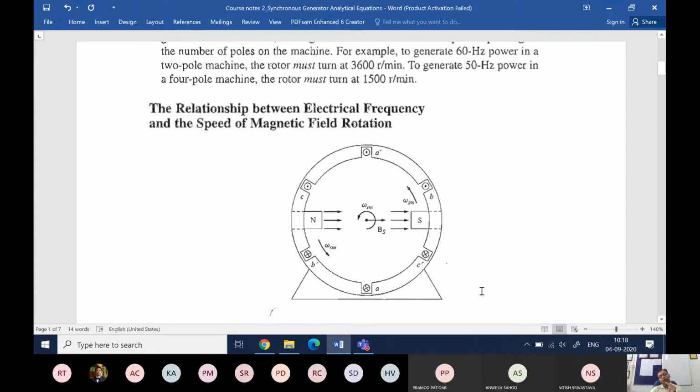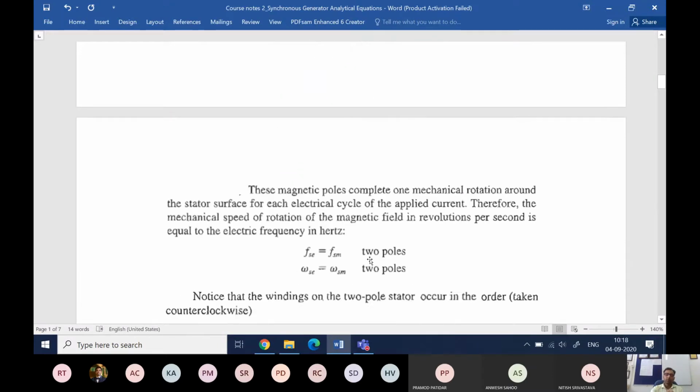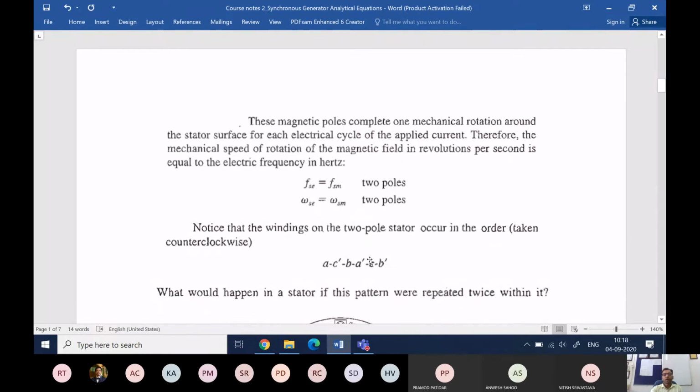So what will happen is that as the rotor completes one complete physical rotation across its axis, the magnetic field will also have covered one complete set of revolution across the coils. So the electrical revolution and the mechanical revolution are exactly the same in this case. As it says here, the magnetic poles complete one mechanical rotation around the stator surface for each electrical cycle of the applied current. In our case, for each electrical cycle of the generated voltage, because this is the case of a motor they are talking about. So please keep that in mind.